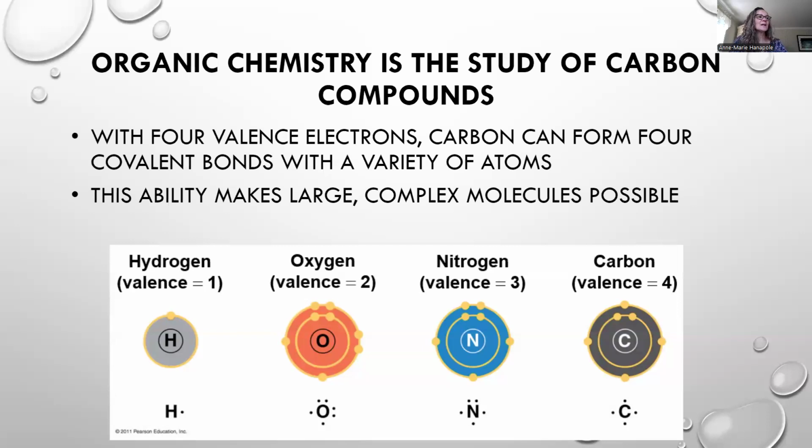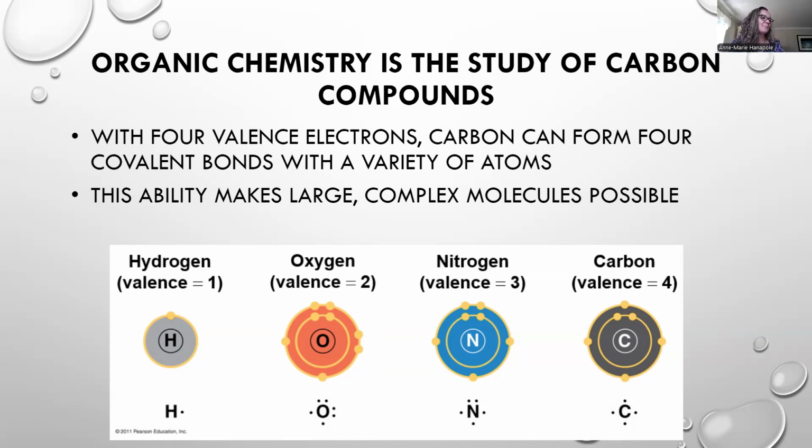So if we look at why that is the case, we're kind of looking at organic chemistry. Organic chemistry is the study of carbon compounds. So anytime you're combining a whole bunch of carbons together, that is organic chemistry. And you're looking at the interactions and the reactions with those carbon molecules. So what makes it so unique is its ability to make those large complex molecules.